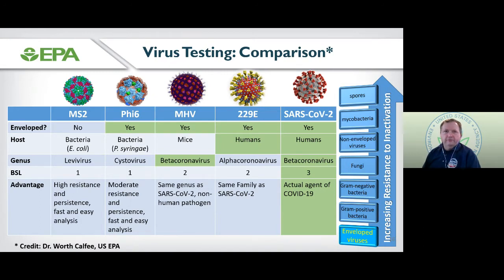So for those who are not familiar with what these viruses are, this is a graph that was put together by Dr. Worth Kelvey, and I appreciate him sharing it with us. MS2 is a bacteriophage that is a non-enveloped virus, which is a little bit different from the other ones like Phi6 and especially SARS-CoV-2, which is an enveloped virus. It is expected, in a general order, that a non-enveloped virus like the MS2 would be most resistant to any kind of inactivation, and the enveloped viruses that are actually at the bottom should be the easiest to inactivate. That's at least the general consensus.